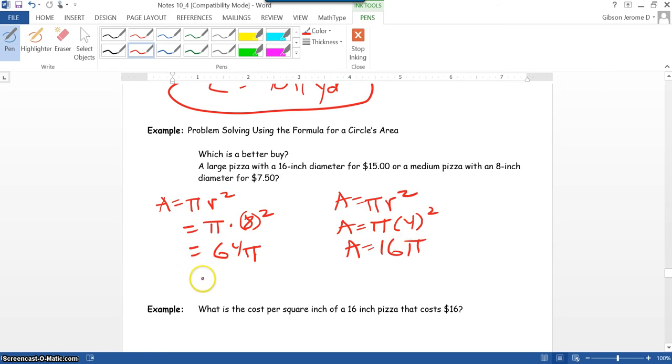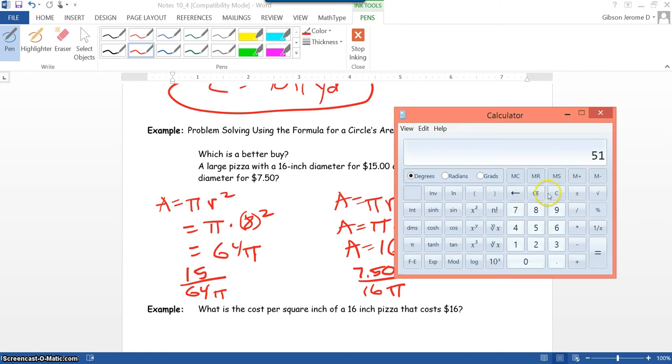So what we would need to do is do a price comparison. We would take $15 and divide it by 64 pi, and then we would take our $7.50 and divide it by 16 pi. And we will see which one comes out with the better answer.